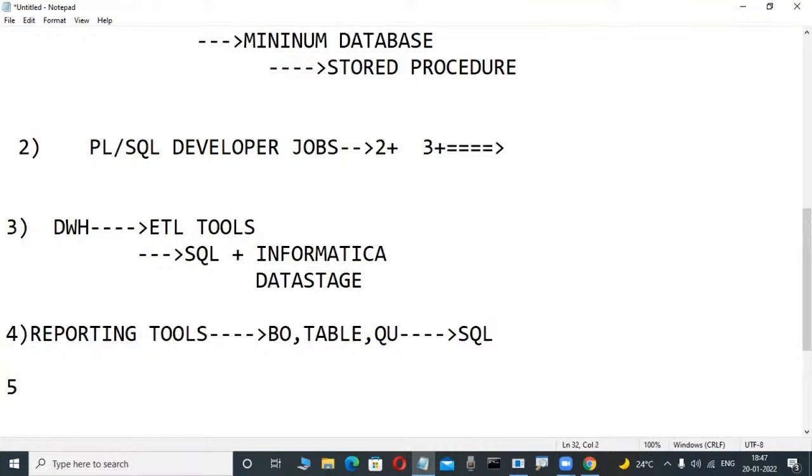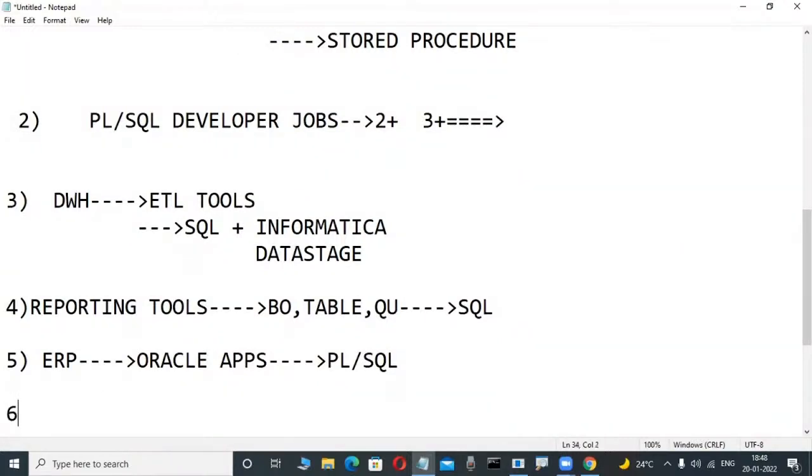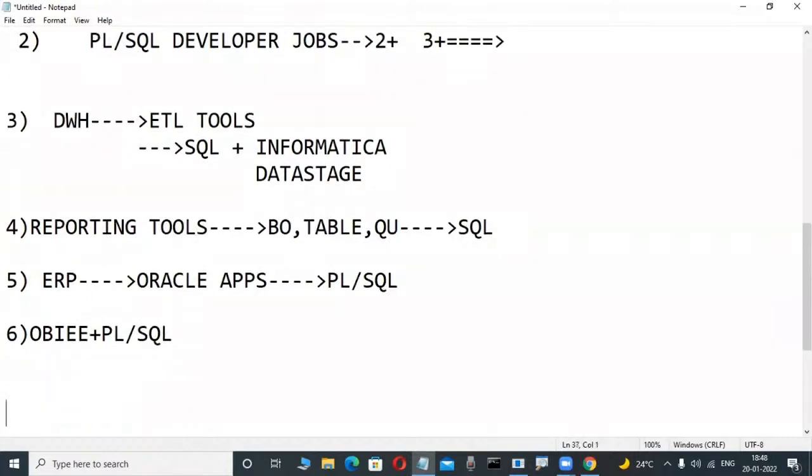Again, suppose some programmers are interested in the ERP side. Oracle Apps is an ERP, same like SAP. Oracle Applications 11i is there. These persons need very good knowledge of PL/SQL, so they also learn these courses. Again, OBI programmers are there; OBI is a product, and there are PL/SQL jobs with it. Those persons also learn these courses.